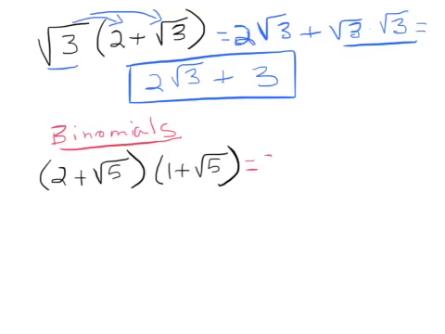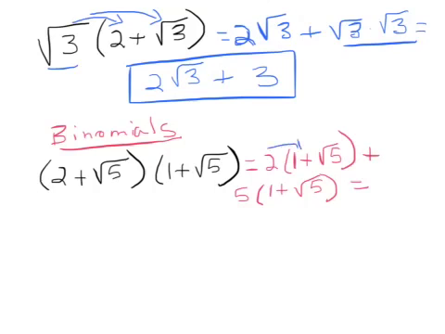So that will give me 2 times 1 plus radical 5 plus 5 times 1 plus radical 5. And now I'm going to do all that distribution. I'm going to combine all my like terms and see what my product looks like. So here we go. We've got 2 times 1 plus 2 radical 5. Then I've got 5 times 1 and 5 radical 5.